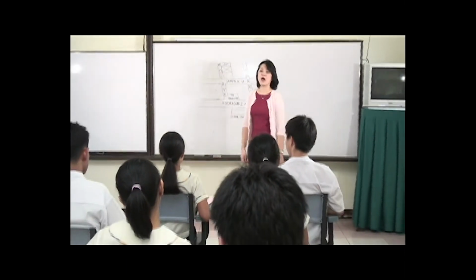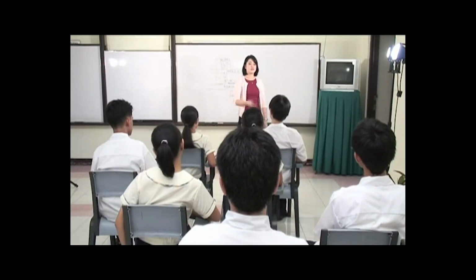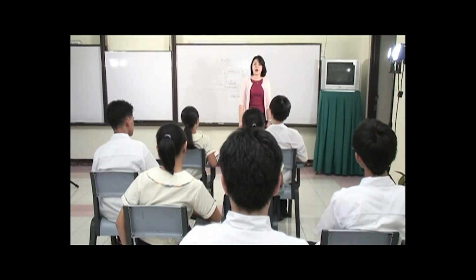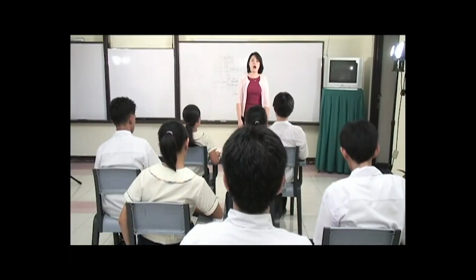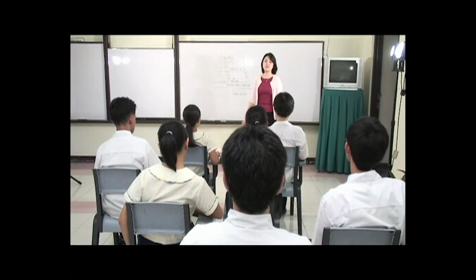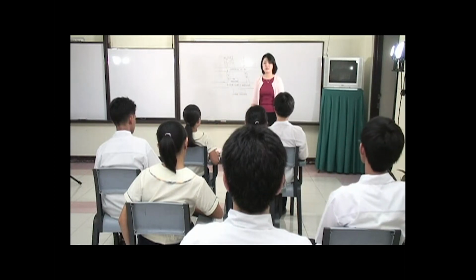You have a nice map. Who drew this? Those Ines. You're good. Can you identify some parallel streets on this map? Molave and Nara streets are parallel. Sampaloc Street is also parallel to Rodriguez Avenue. That's good. Now, how is Sampaloc Street related to Molave and Nara streets?